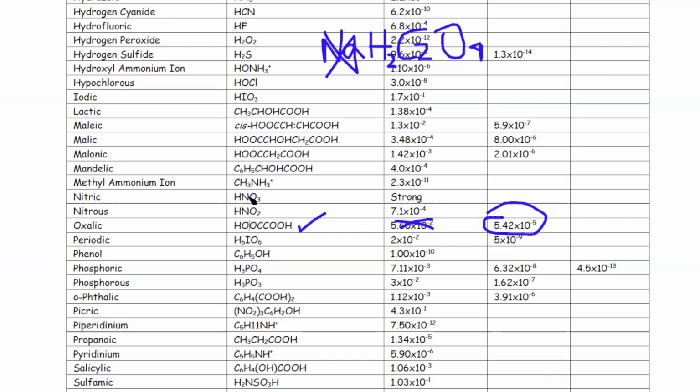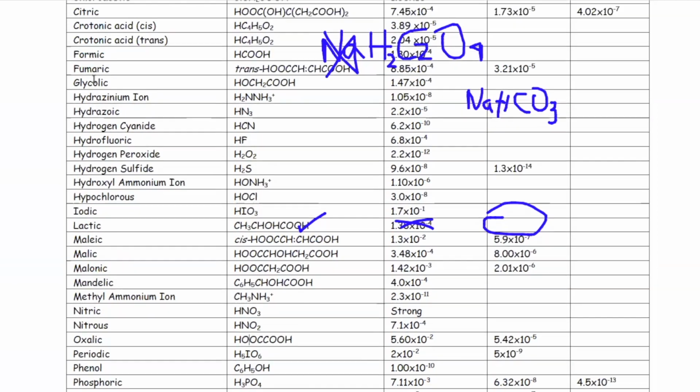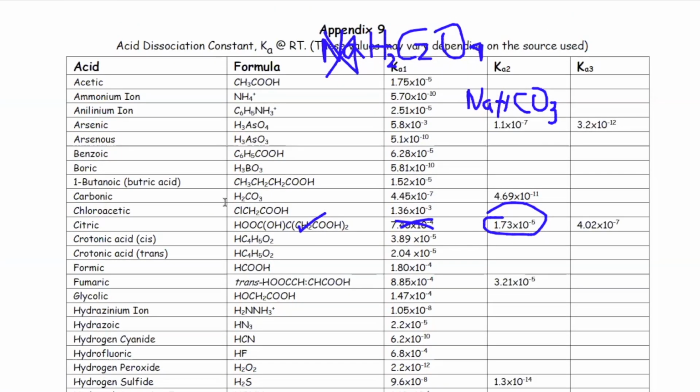That's the key. Okay, so if you have something like sodium bicarbonate, NaHCO3, you're not going to find sodium bicarbonate in this list, but what you will find is carbonic acid right here. Okay, carbonic acid is right here. And because it's the second hydrogen that's going to be coming off, you're not going to be using Ka1, you're going to be using Ka2. And that's what you are using to identify your unknown.